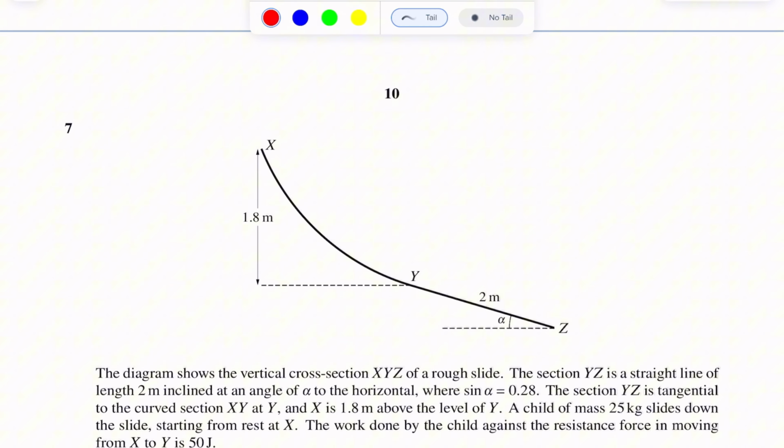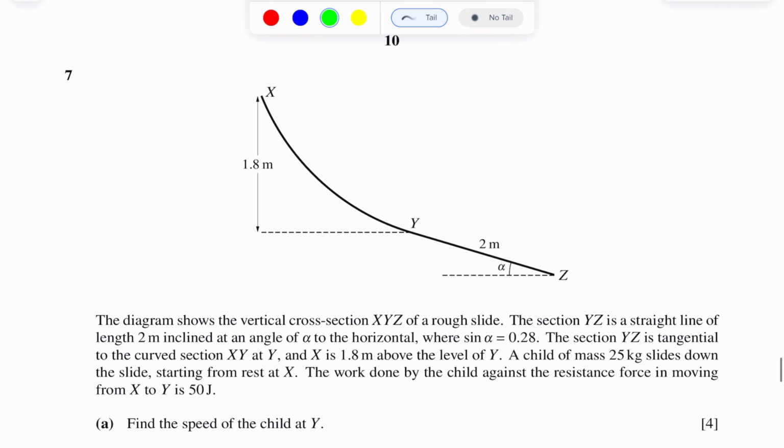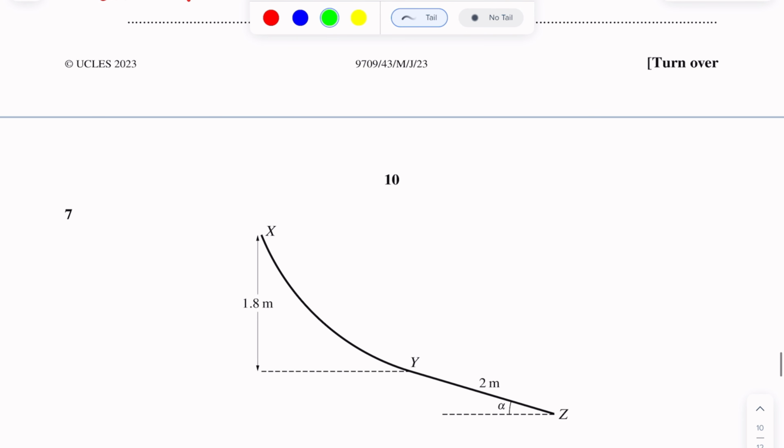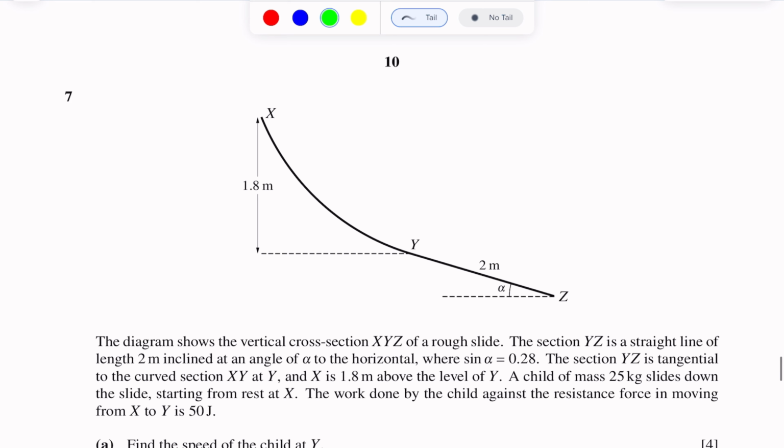The last question of this paper is question 7, from work, power and energy. Work, power and energy.